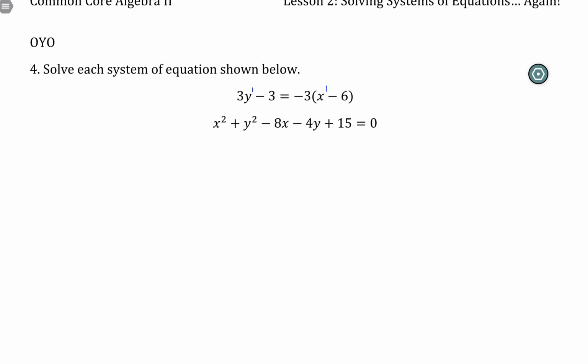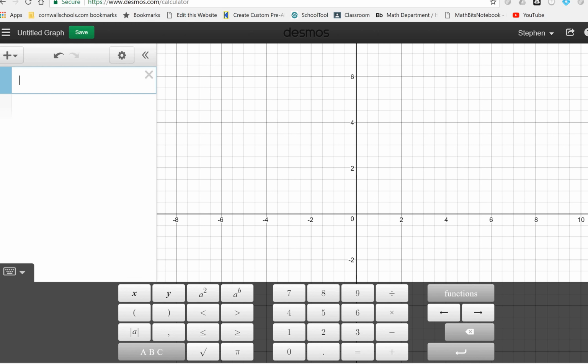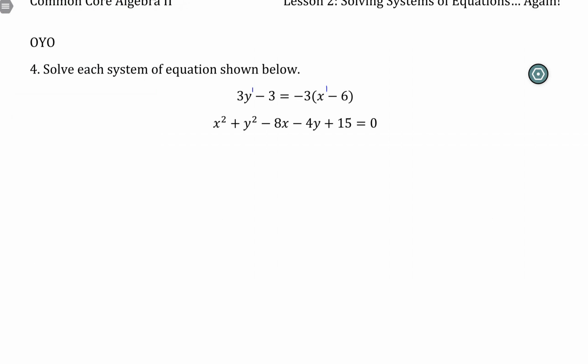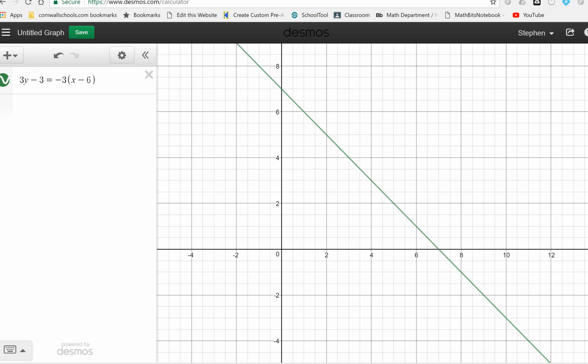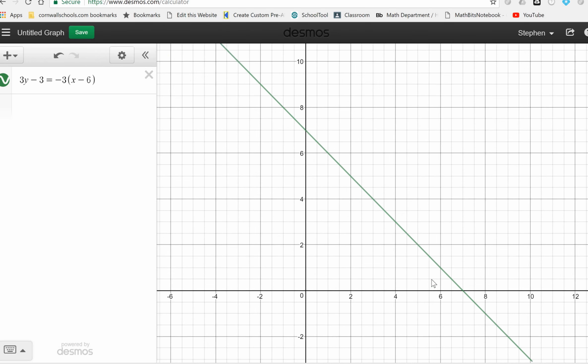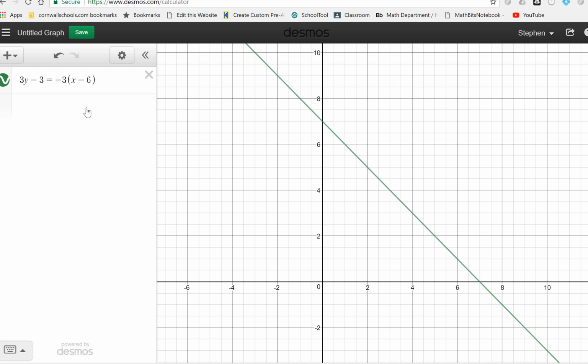So the first equation is 3y minus 3. So we'll just type in 3y minus 3 equals, and then it's negative 3 times x minus 6. So we'll type in negative 3 times x minus 6. And it graphs the line for us. We can move the line or the equation so that I can see more or less of it.